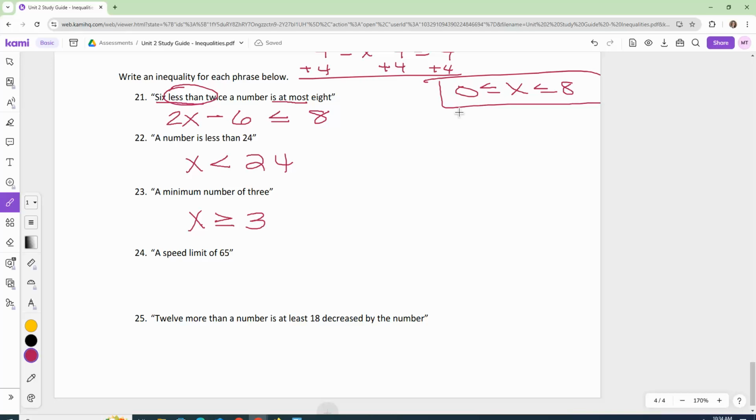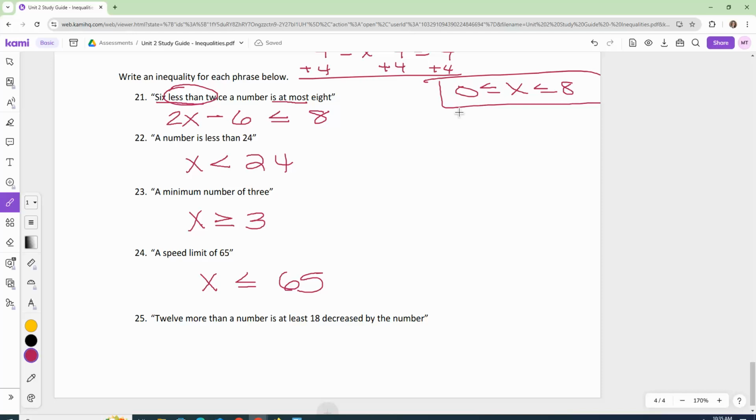All right. 24, a speed limit of 65. So if we think about our variable, okay, can you drive the speed limit? Can I drive 65? Yes. Can I go more than 65? No. Less than or equal to 65 for the law-abiding citizens in here.